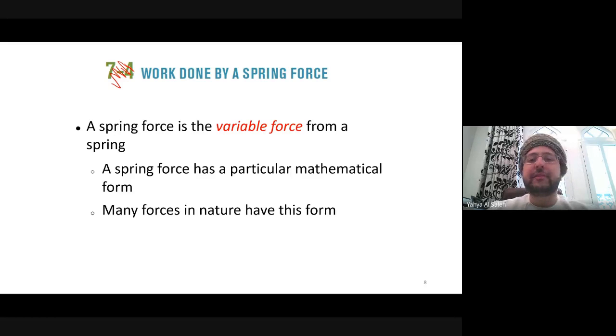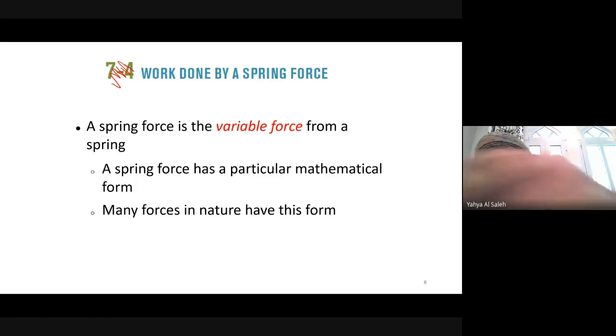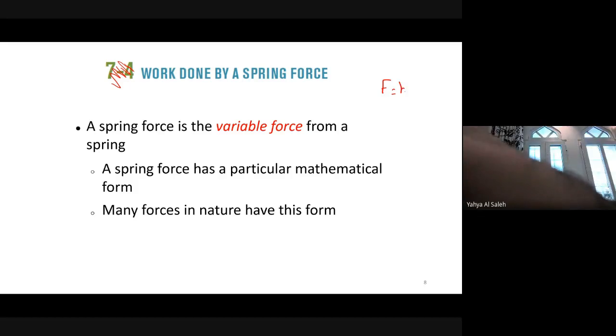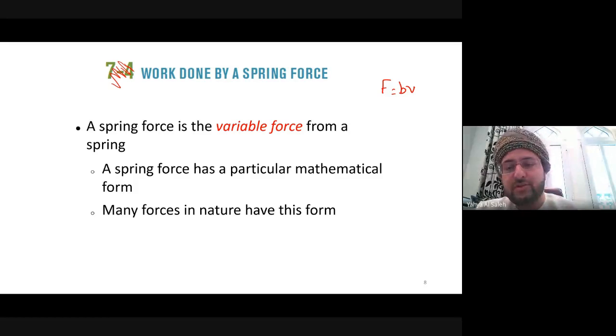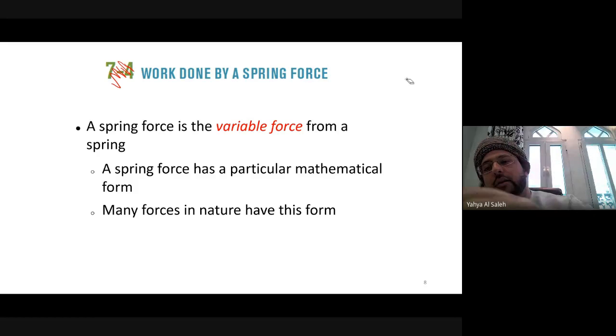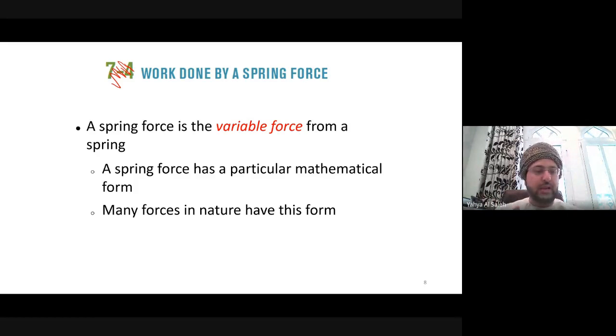A spring force is a variable force from a spring. Now we have already done 2 or 3 examples in chapter 6 with variable forces. Okay, so we had a question where F was equal to bv. We did a lot of integrations. We had a couple of other questions. But I want to formalize it, and I noticed that a lot of students were still confused about it, so I want to dig a bit deeper into it.